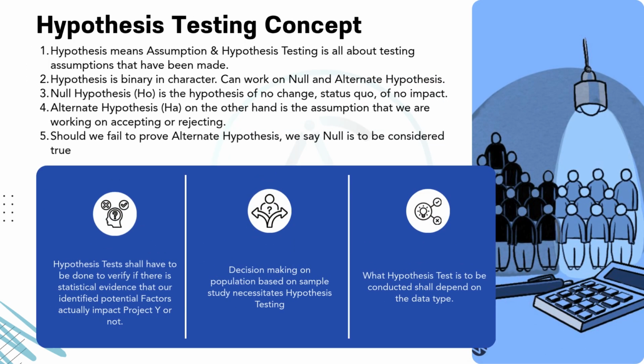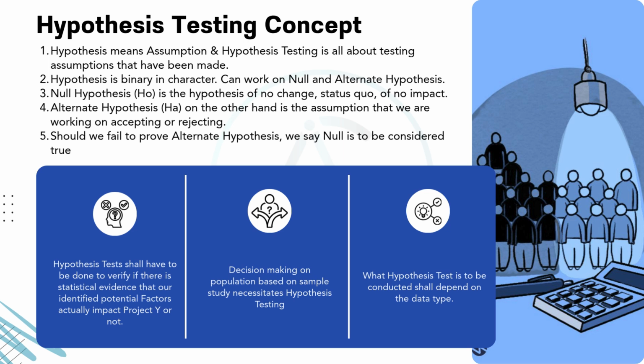1. A hypothesis is essentially an assumption or claim. In our process improvement efforts, we often make assumptions about the factors that influence performance. Hypothesis testing is the method we use to validate these assumptions using data. 2. Hypothesis testing is binary in structure, meaning we always test two competing claims. The null hypothesis, H0, assumes that there is no effect, no difference, or no impact, essentially the status quo. The alternate hypothesis, H1 or HA, assumes there is an effect, a difference, or a change.